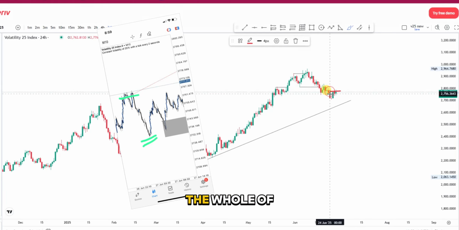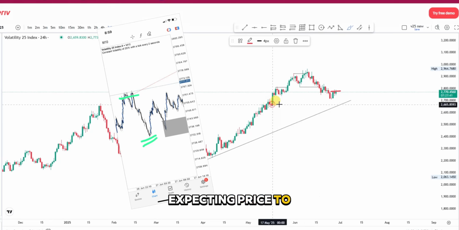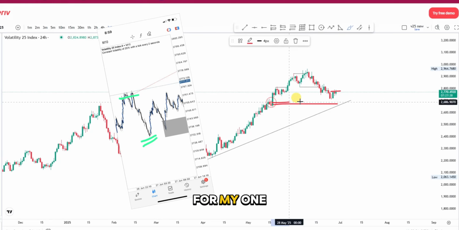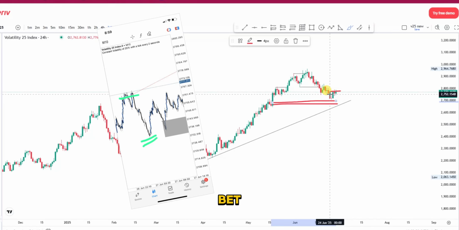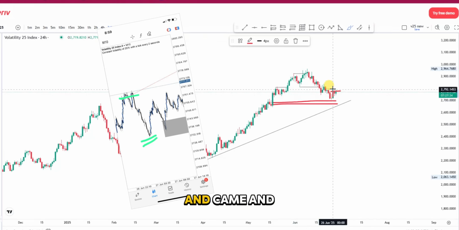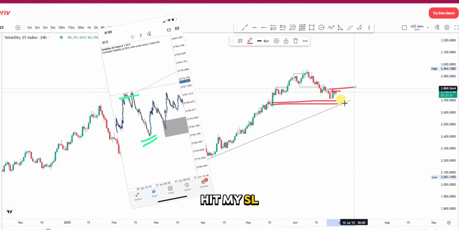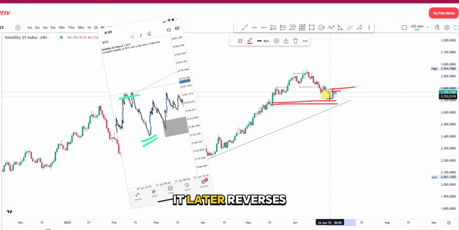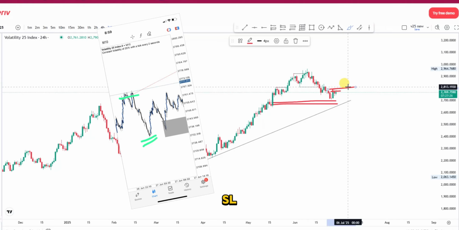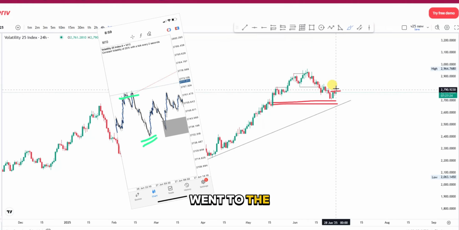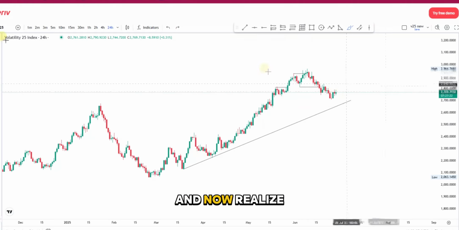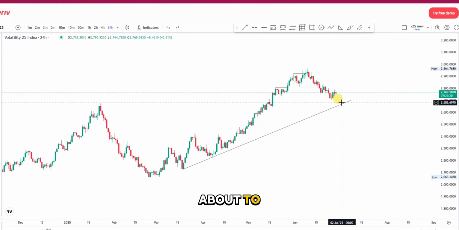Price gave me the whole of this, but I was expecting price to come to this zone for my 1:3 risk to reward, but later price reverses and came and hit my SL. Even though it gave me around 1:2 risk to reward, it later reverses and hit my SL. So now I went to the 1 hour time frame and realized that price is about to continue its move.